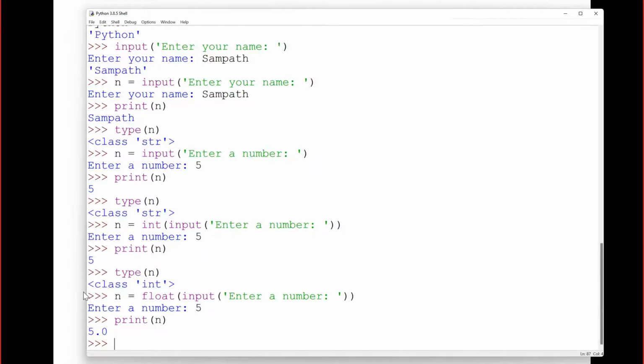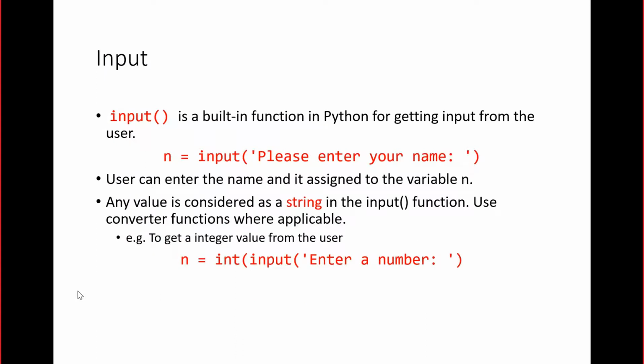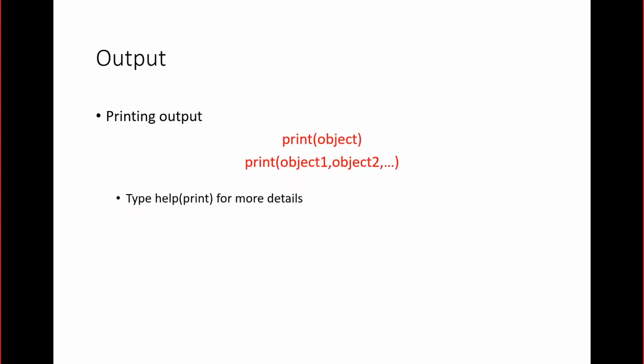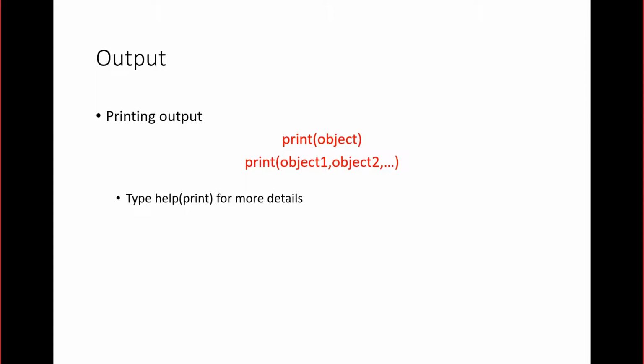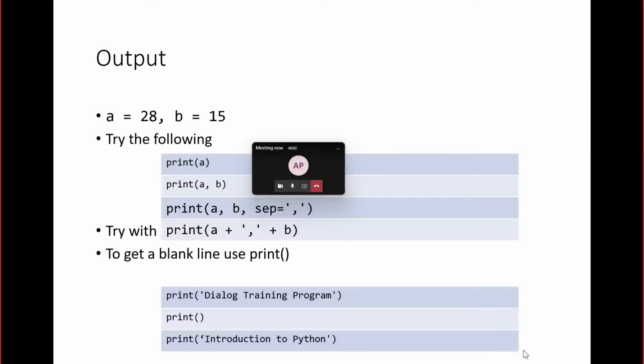Okay, right. Then let's move to the next one, the outputs. Now we know how to get the input. Let's look at the output. Now simply we know that print will give you the output. If you want to print multiple objects, you can comma separate them. Then let me discuss that there are various ways that you can present the output. There are many ways to present the outcome. So let me briefly discuss this.